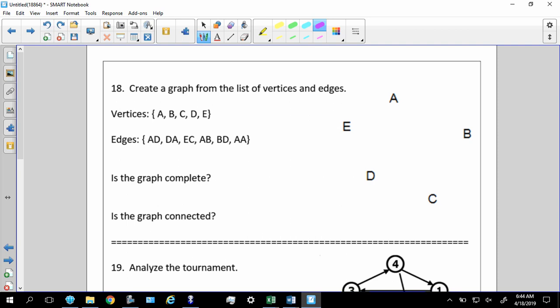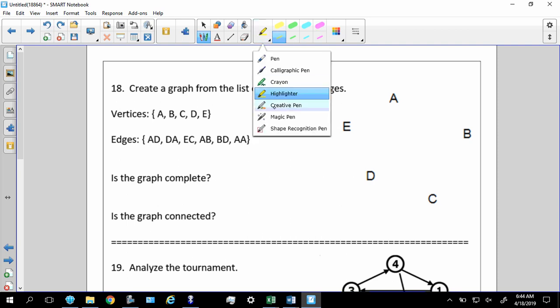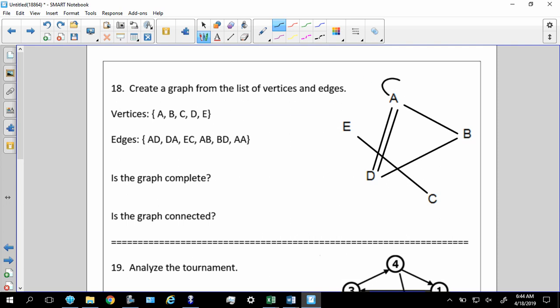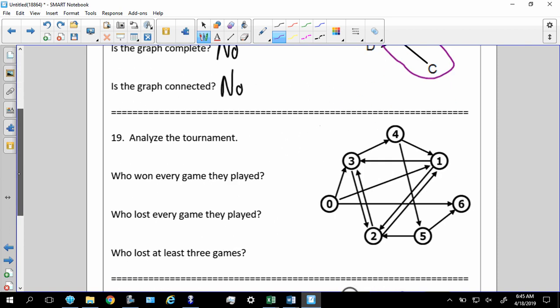All right, create a graph using a list of vertices. So DA, which is right here, AD, which is back to there, EC, which is right there, AB, which is right there, BD, which is right there, and then lastly A to A, that's a loop situation. All right, there we go. Now, is this graph complete? No, because there's more stuff I can draw. Is it connected? No, because if you notice, let me circle here, E and C are not connected to that triangle thing.